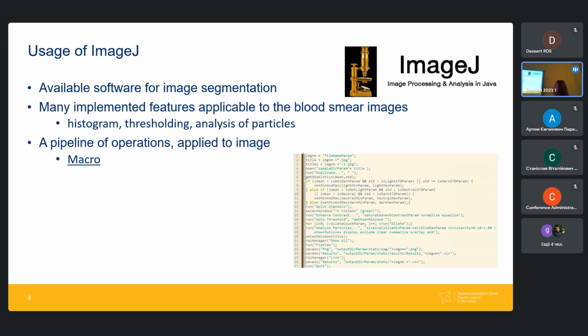Essentially, you don't need to read the picture. It's actually just a sample of a macro. And by this, I just wanted to show that you can set up some pipeline of operations, just like some set of operations applied to an image.